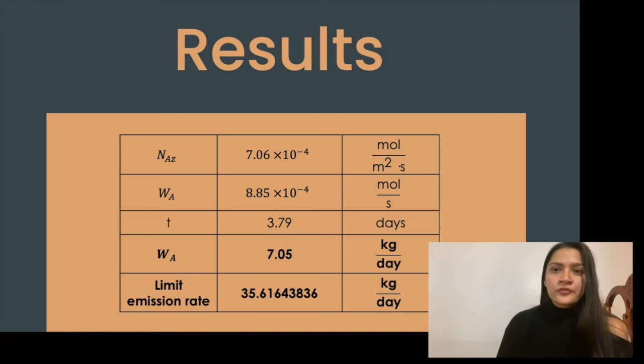Here I'm showing a table with the final results, with all the values that we calculated, and we can also appreciate the comparison of the limit emission rate and the rate that we calculated. The limit emission rate is 35.61 kilograms per day, and the emission rate that we calculated is 7.05 kilograms per day. So this means that we do not pass the permissible limit per day. In conclusion, the toluene emission rate that we calculated is lower than the established one, so this does not present a risk for the environment and also does not present a risk for the workers.